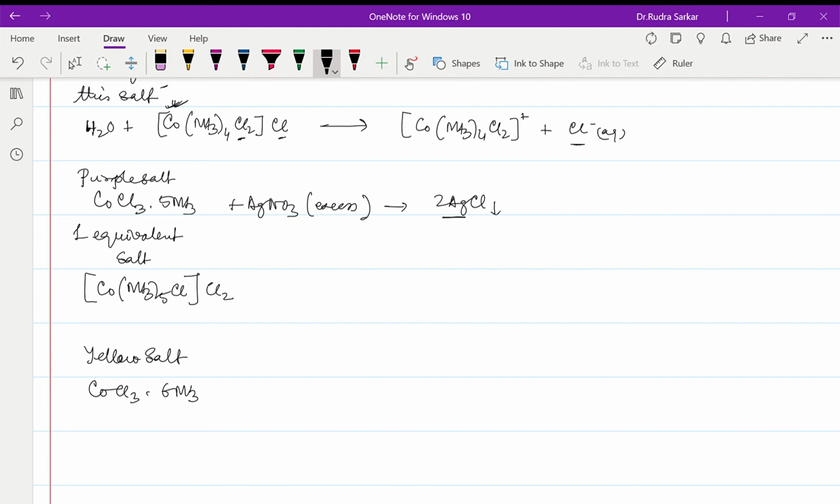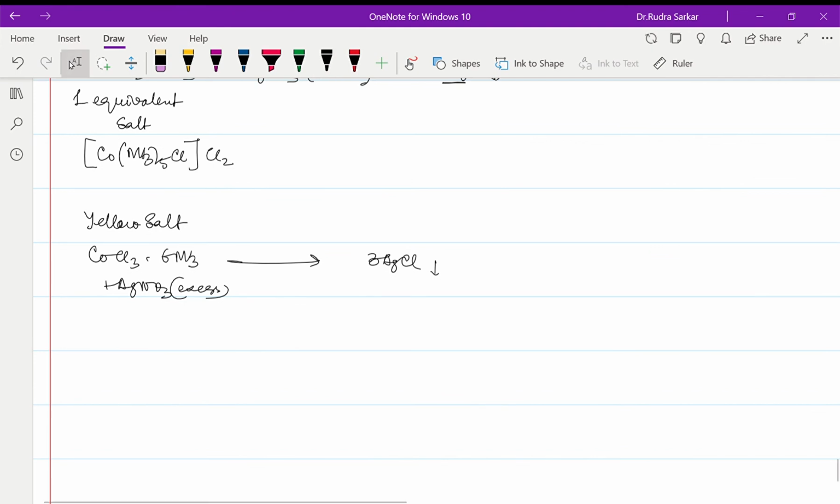This one, and he added again AgNO3 in excess. Again, for one equivalent of this salt, he is getting 3 AgCl. So what will you say? How many chlorine are lying outside the third bracket? 3. So the rest should be inside. Yes or no? Bolo.